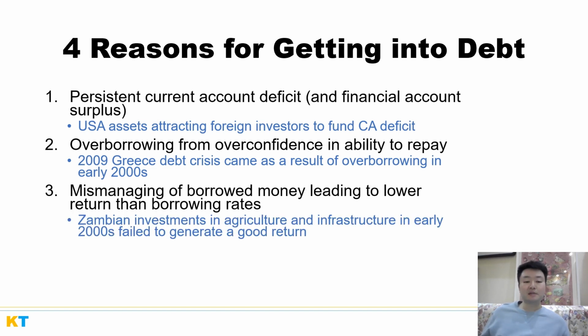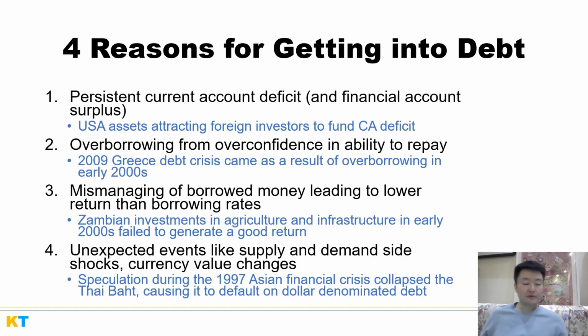Number 3, the mismanaging of borrowed money leading to lower return than borrowing rates. So for example, Zambian investments in agriculture and infrastructure in the early 2000s just did not generate a good return. They spent the money that they borrowed, but it just wasn't worth the interest rate, which is the cost of getting into that debt.